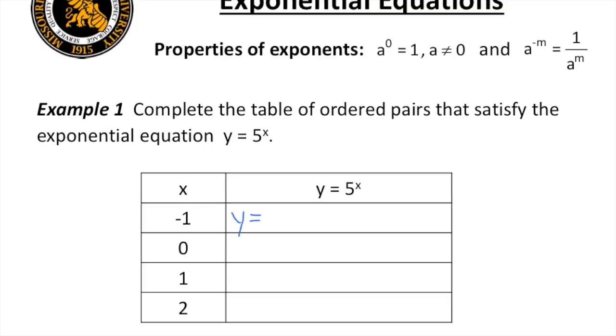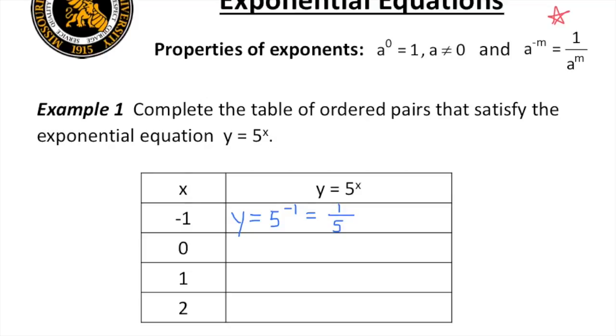Replacing x in the equation with a negative 1, we have y equals 5 to the negative 1 power. There is a property of exponents that will help us to rewrite this so that our answer is a little bit more meaningful to us. That is, if you have a negative exponent, you can rewrite your expression without the negative exponent by moving that expression to the opposite side of the fraction that it currently is located.